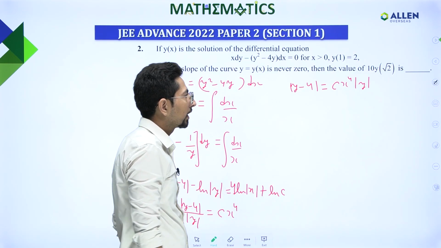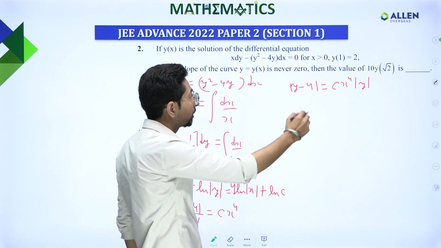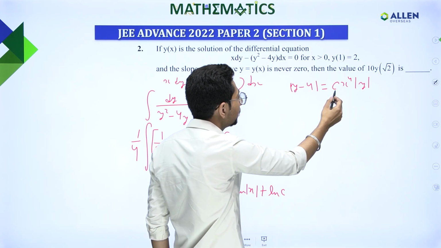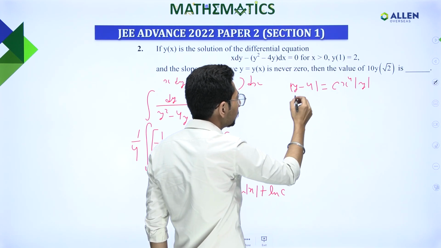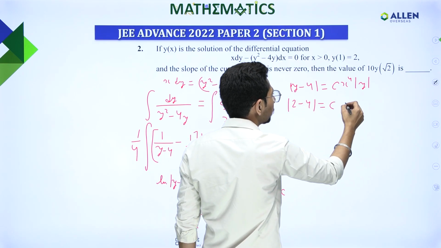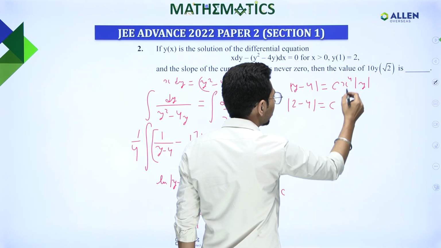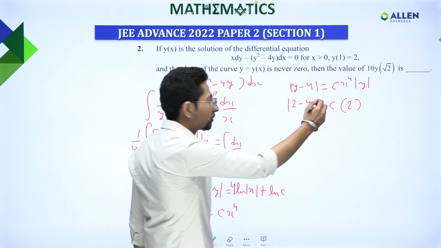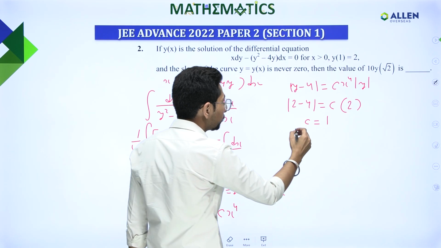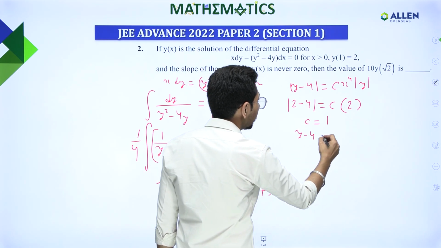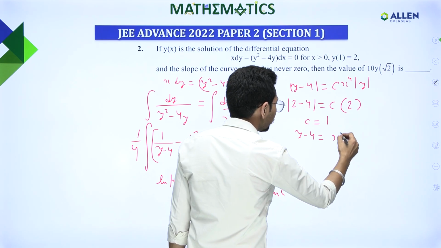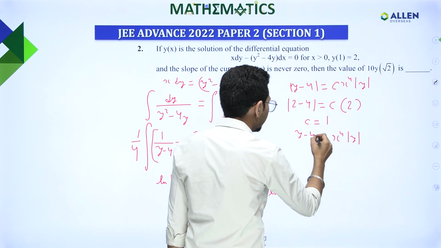So first of all, if I consider with respect to this given value, that is y of 1 is 2, right? So what will be the value of c from here? y of 1 is given to be 2, that is 2 minus 4, mod of this will be equal to c x power 4, that is 1 only, and into mod y, that is 2. So clearly, the equation we are getting is that the value of c is 1 only, right? If c is 1, then mod y minus 4 is equal to x power 4 into mod y, right?